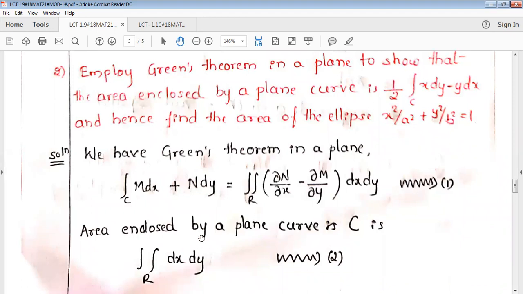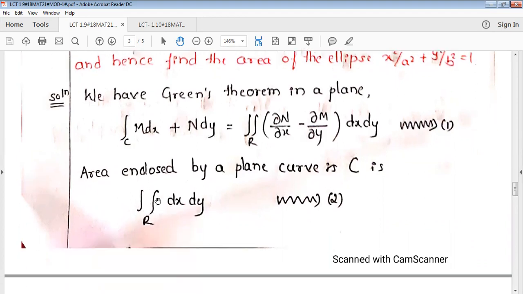So now this is your Green's theorem formula. Integral over C m dx plus n dy equals double integral over R dou n by dou x minus dou m by dou y into dx dy. So we call this as equation 1. Now area enclosed by a plane curve C is double integral over R dx dy.